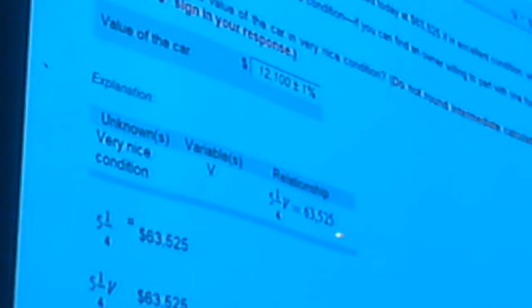Okay, and the answer is 63,525. How do we know that? It is valued today at 63,525. So again, what are we trying to find here? The value of the car, if it's in what? Excellent condition. Very nice condition, you're right. This is the value of the car if it's in excellent condition.